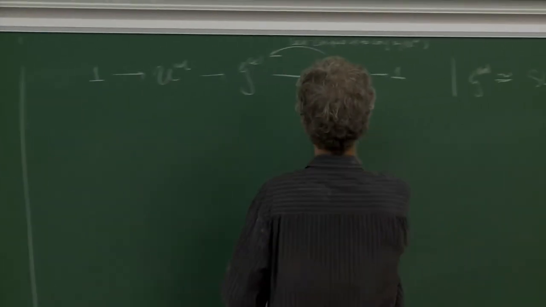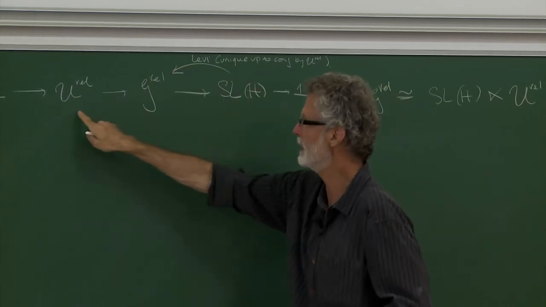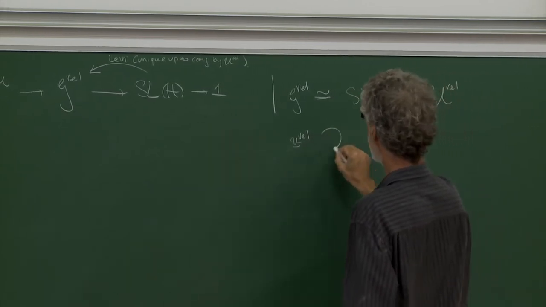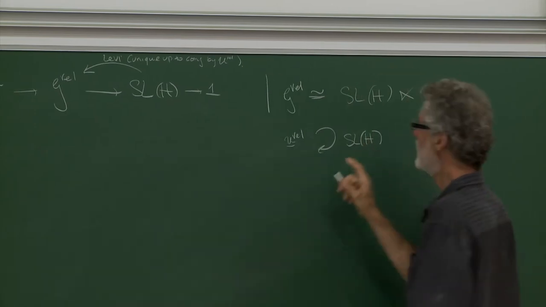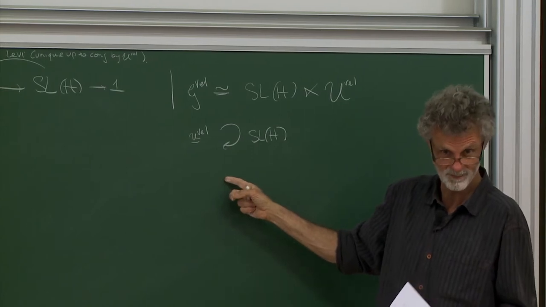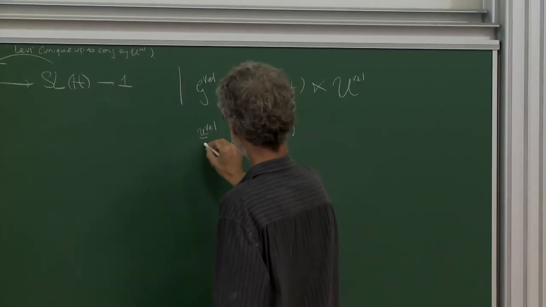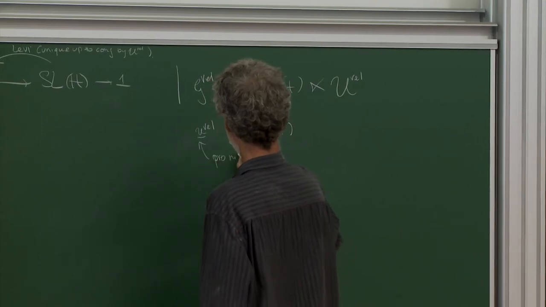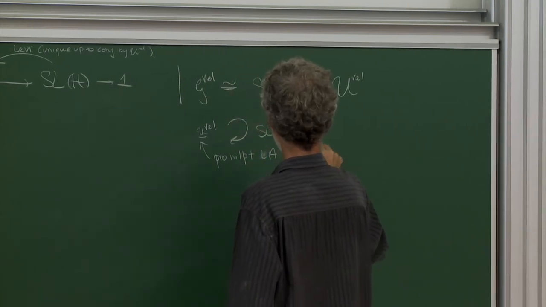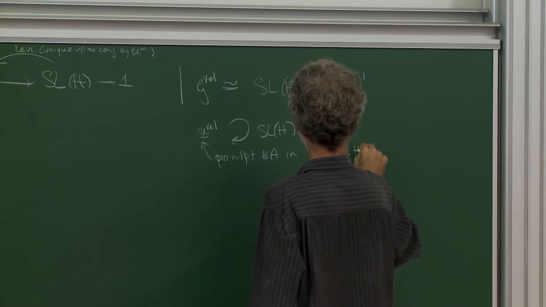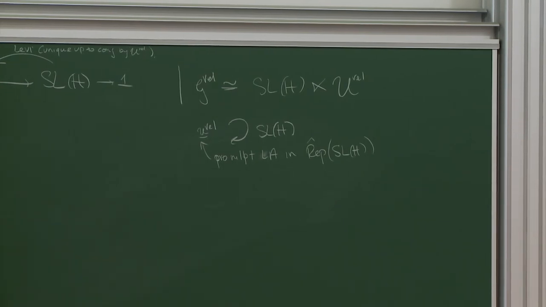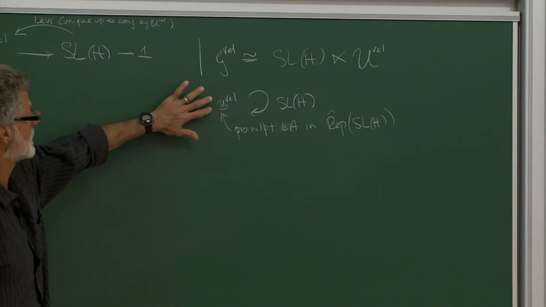Okay, so once you put this in here, this group acts on this. So it says that U rel, that's the Lie algebra of the kernel, is acted on by SLH. So it's a pronilpotent Lie algebra in the category of SL2 representations, right? So this is a pronilpotent Lie algebra in rep of SLH. I should say sort of completed representations, right? Okay, so now we want to write down a presentation of this.